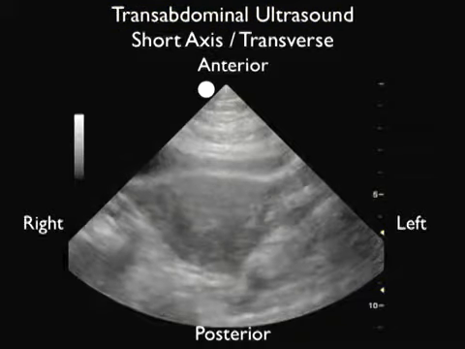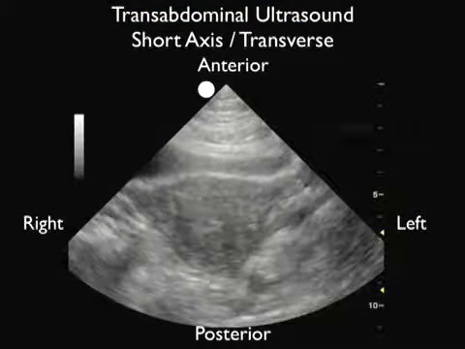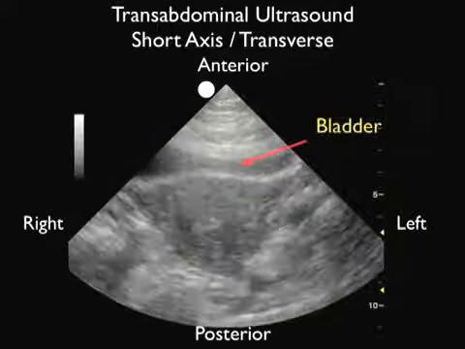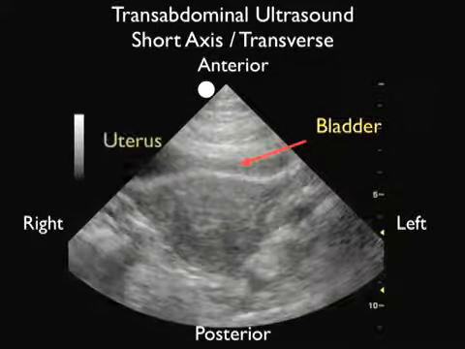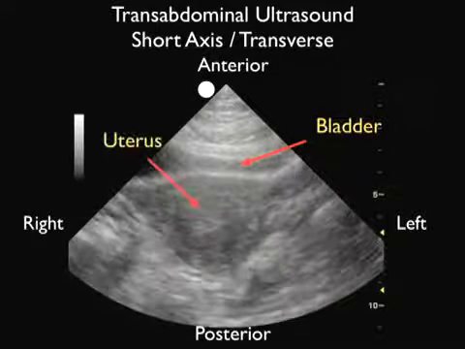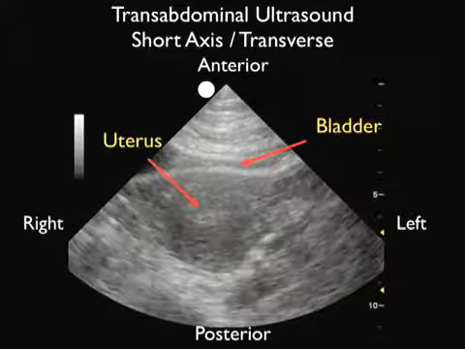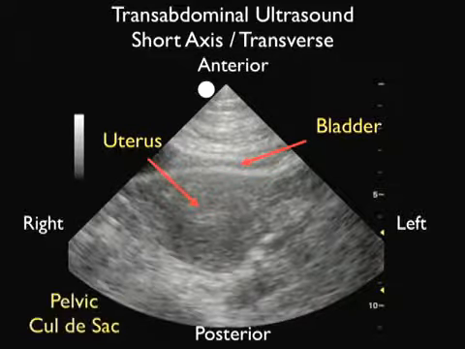Here's an ultrasound image of the female uterus as taken from a transabdominal approach using a short axis or transverse cut through the pelvis. We see here that the probe marker is located over towards the patient's right side, so right is to the left of the screen and left is to the right. We see the bladder, the darker anechoic fluid collection, anterior to the uterus, which we see located directly posterior to the bladder. We can see the white area of the endometrial stripe in the interior of the uterus, and just posterior to the uterus we can see that potential space, the pelvic cul-de-sac.